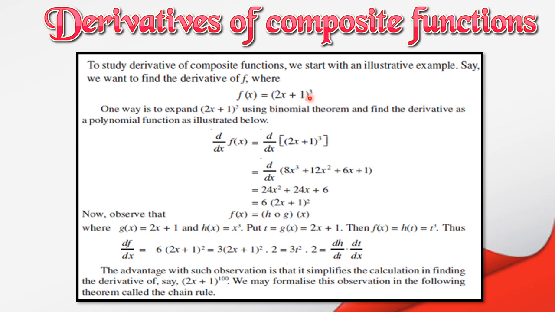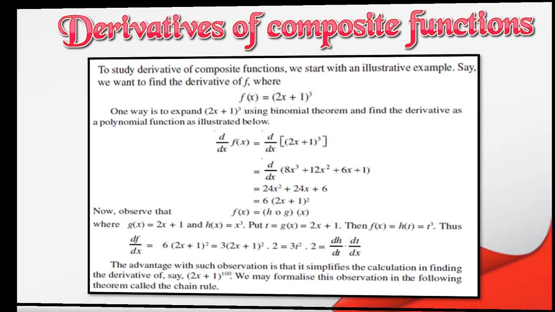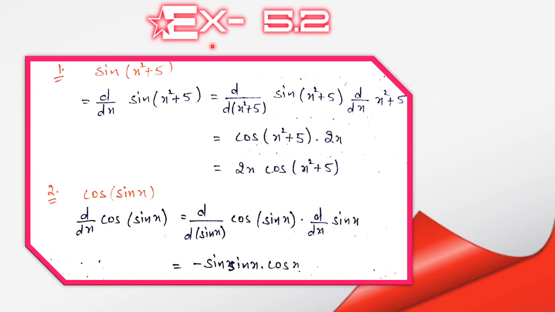Here the power was only 3, so we can open the bracket. But what if we have power 100, or power 50? It will not be feasible to apply the binomial theorem every time. So it means the chain rule works best in this case. Let's discuss a few questions of exercise 5.2.